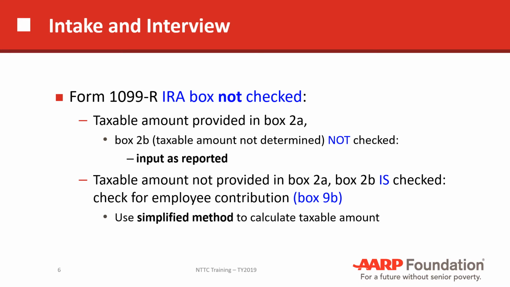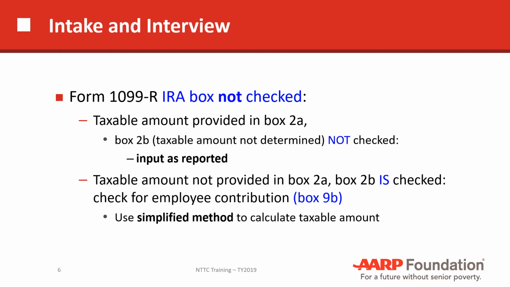Now the other scenario is that the taxable amount is not provided in box 2A. So box 2A is blank, box 2B is checked, so thereby they're telling you that the taxable amount has not been determined. So clearly it's incumbent upon you as a preparer to determine what the taxable amount is for that particular 1099-R.